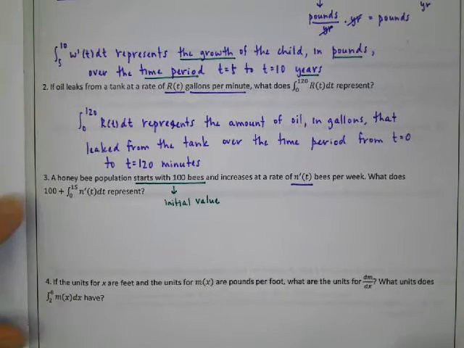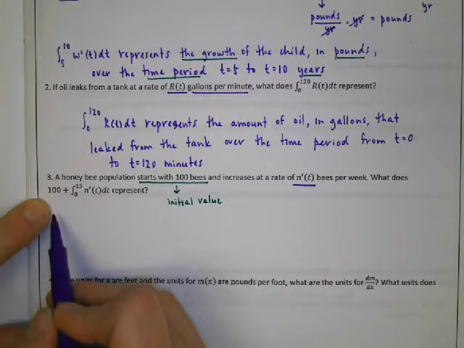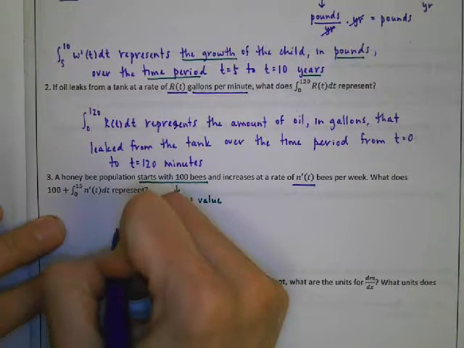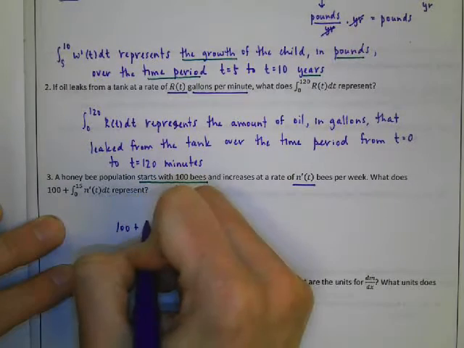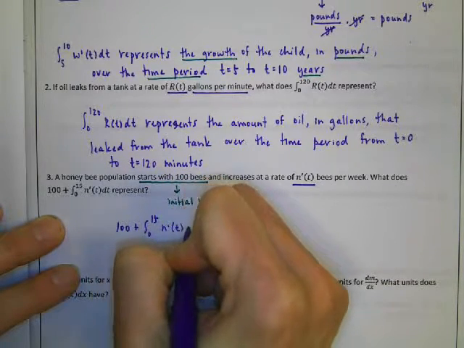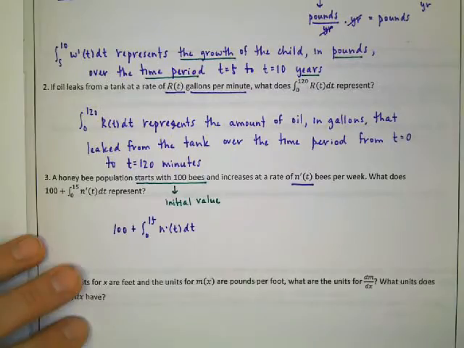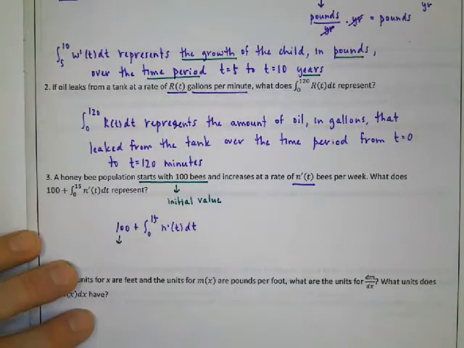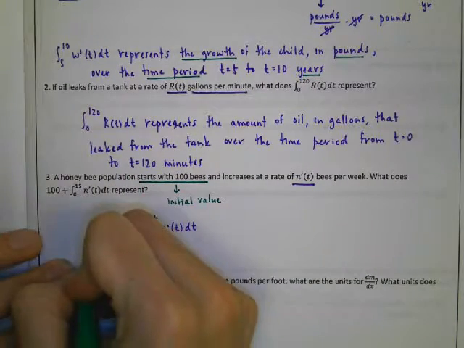Let's break this up. We know that 100 was the initial number of bees in the population. So I'm going to recopy this here. We said 100 was the starting number of bees.